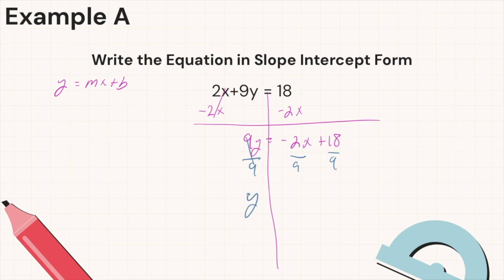These are going to cancel, leaving me with y. Negative 2/9 cannot be reduced, so we're going to end up with negative 2/9 x. But 18 divided by 9 can happen, and that's going to be positive 2. Now we've got ourselves in slope-intercept. Let's go to the next example.